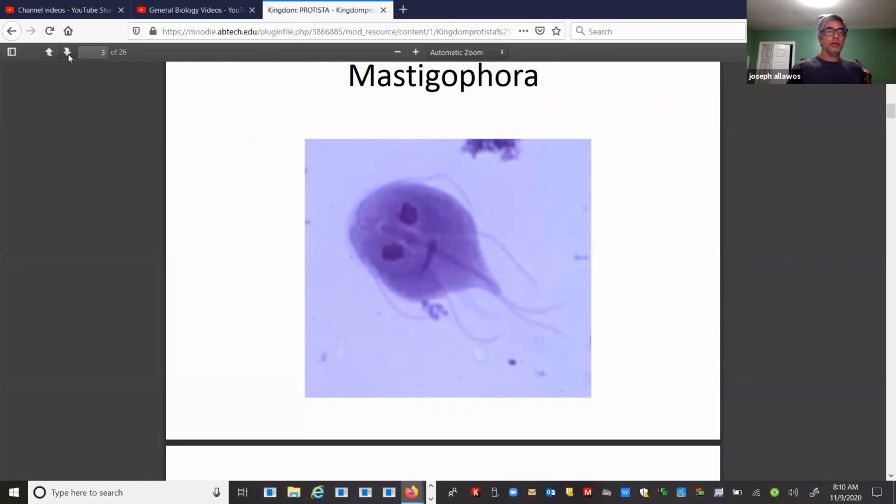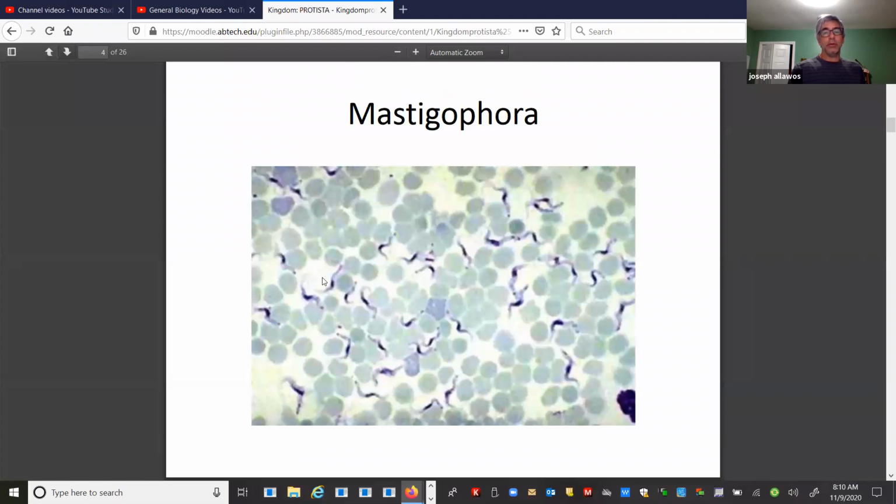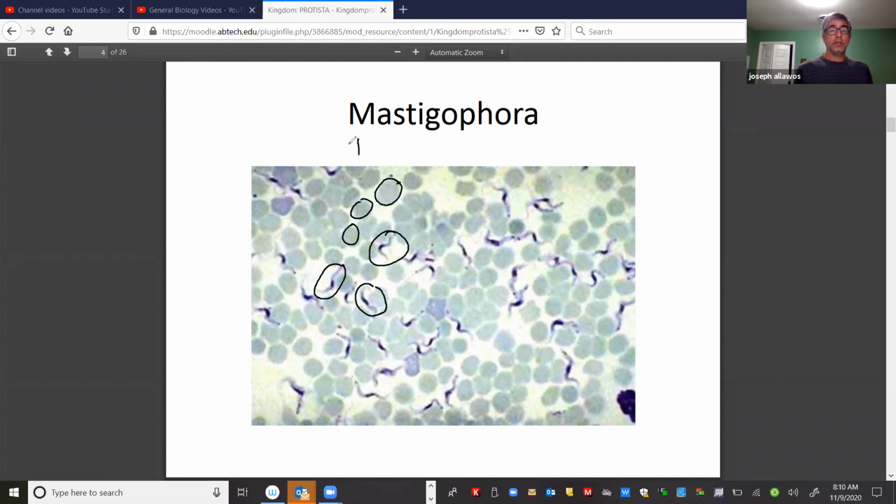Okay, so if you think that one's bad, well, this is trypanosoma. This is a blood parasite. What you're looking at here is kind of wacky, but I'll just show you. All these little pinkish circles are red blood cells, and all of these things are the parasite. These are literally swimming around in this person's blood. This genus is trypanosoma.